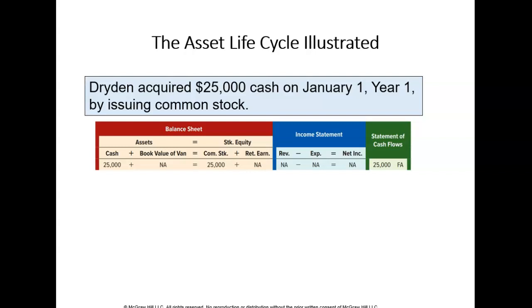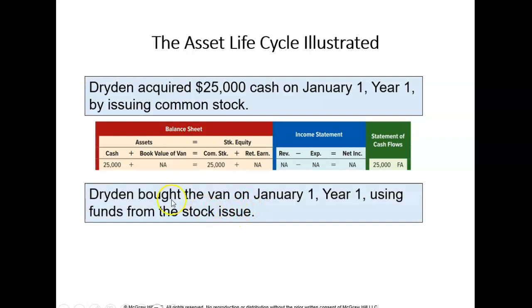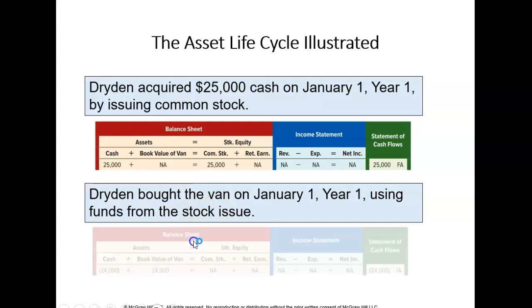So let's assume that this transaction took place first. We acquired $25,000 in cash by issuing common stock. So when we did that, your cash account increased 25,000, common stock increased 25,000. On the statement of cash flow, that 25,000 would be an inflow as a financing activity. Okay? Now that we have money to buy that van at a cost of $24,000.